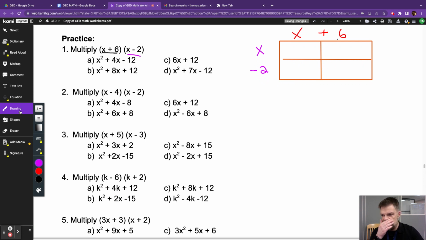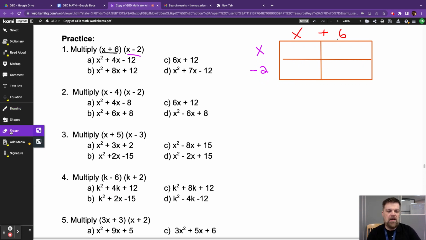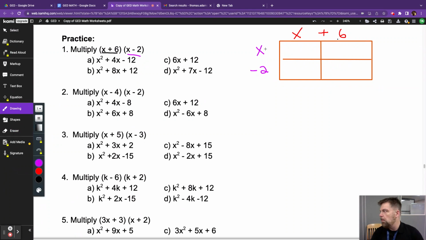But I like to do this because you don't miss anything. As these start to get more complicated, sometimes you accidentally miss one of the little arrows, right? But this way you usually don't. So what's X times X? X.